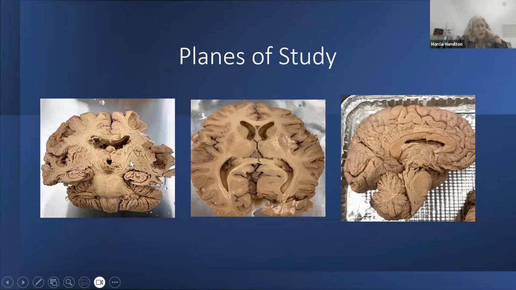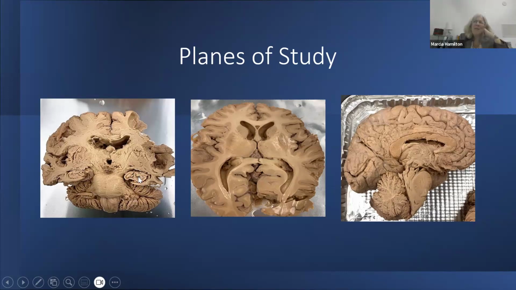And what else do I want to show you? Here is the hippocampus. So there's two of them.